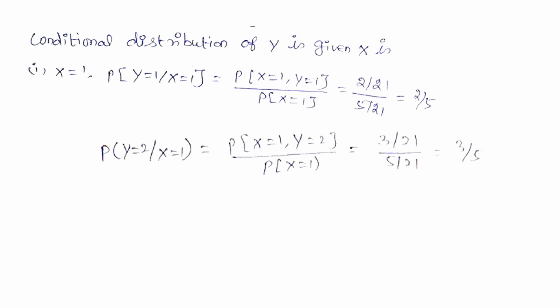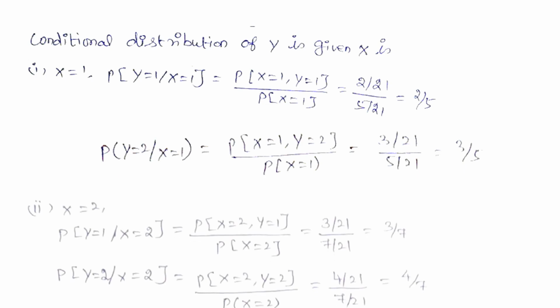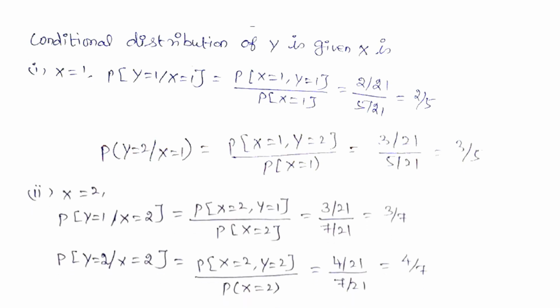Similarly, I can find the conditional distribution of y given x, that is x equal to 1. Here I am going to fix x equal to 1 and vary the value of y. Therefore P of Y equal to 1 given X equal to 1 is P of X equal to 1, Y equal to 1, divided by P of X equal to 1. From the table, x equal to 1, y equal to 1 is 2 by 21, divided by P of X equal to 1, the marginal distribution of x, which is 5 by 21. I am plugging the values here.